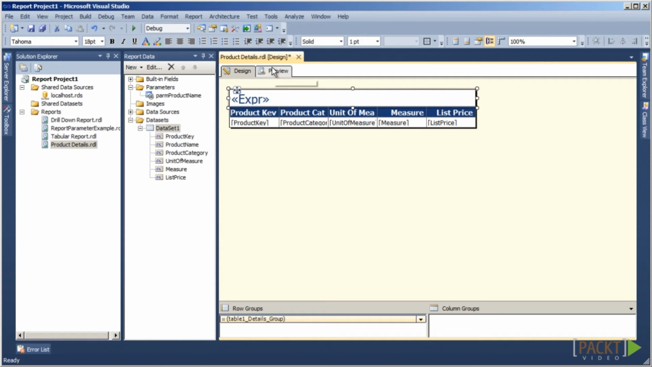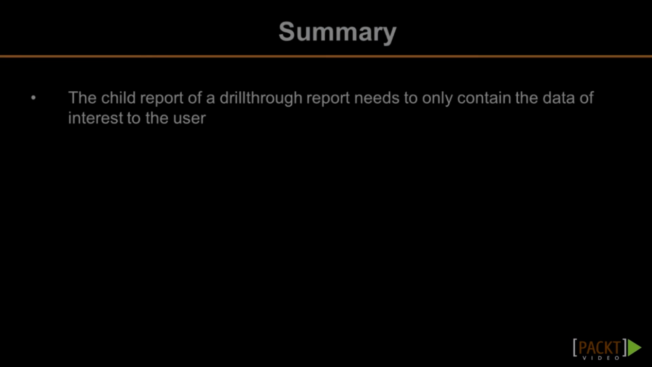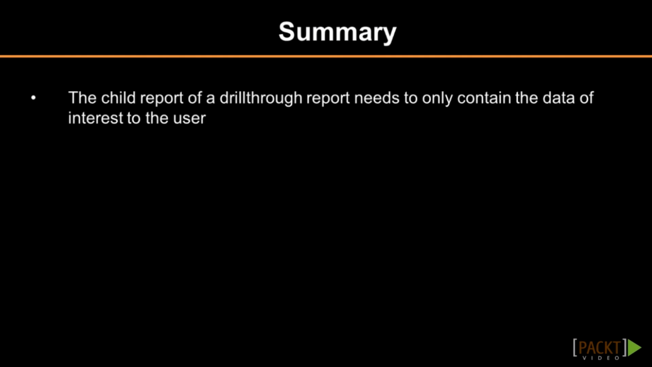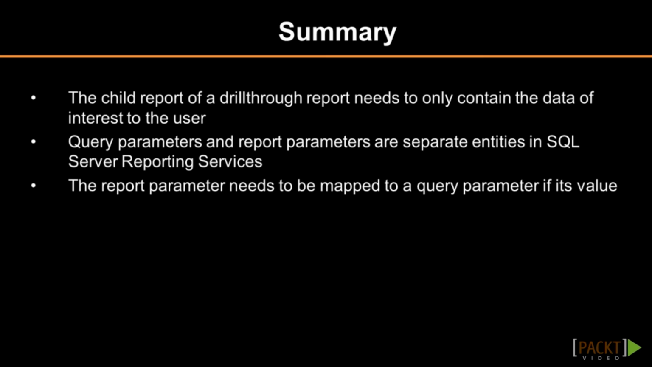Next, we want to preview the report to ensure that our report title text box is populated correctly. In the next video, we will drill through to this child report from the parent report. In summary, we need to make sure the child report of a drill-through report only contains the data of interest to the user. Also, SQL Server Reporting Services separates query parameters and report parameters into separate entities. Finally, if we are using a report parameter in a query, we need to map the report parameter to a query parameter.